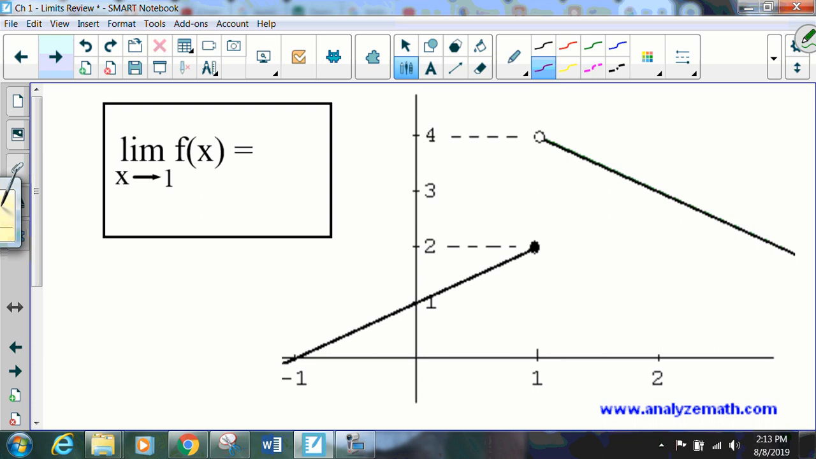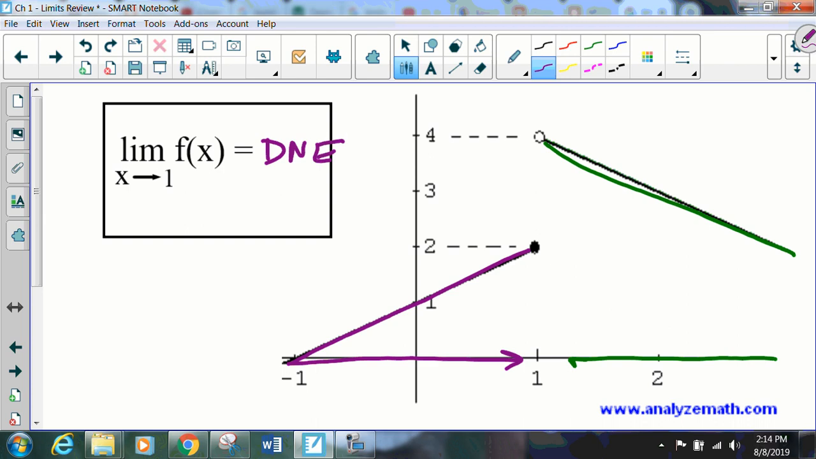So let's look at this. The limit of this function as x approaches 1. As we're looking at this graph, as x is approaching 1 from the right, we see that the height of the graph is increasing and heading towards 4. And then as x is approaching 1 from the left, we see that the height of the graph there is approaching 2. And so there's not a consensus here, right? We're not approaching the same thing from the left and the right. Therefore, we say that the limit does not exist.